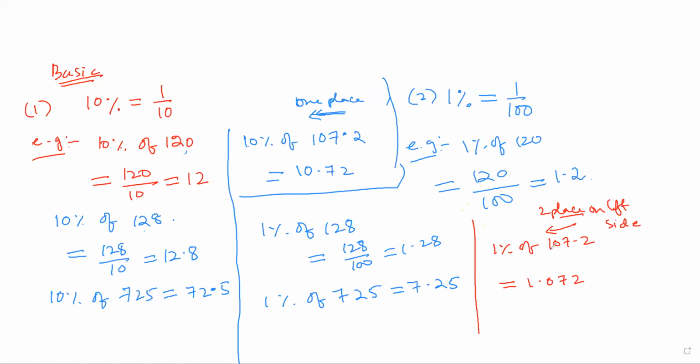For 10% the decimal moves 1 place, and for 1% there are 2 zeros, so it moves 2 places to the left. Is that okay? Let's move to the next. After 1% and 10%, the next thing is 25%.